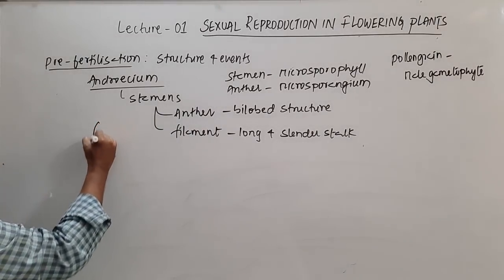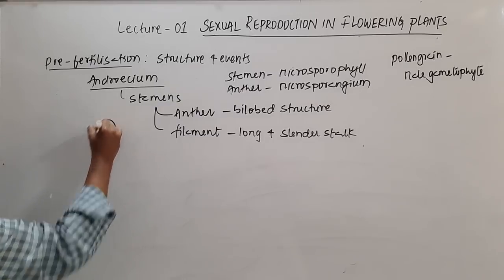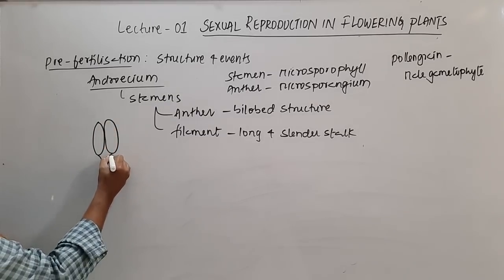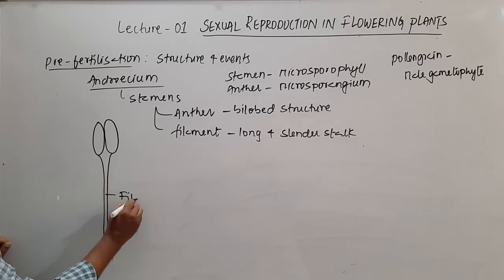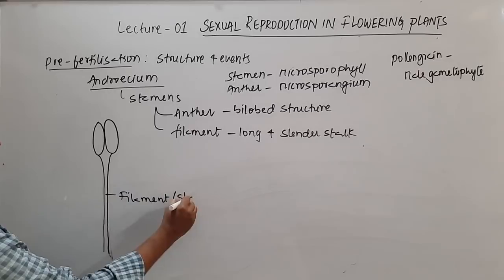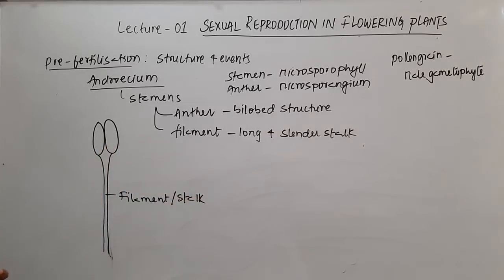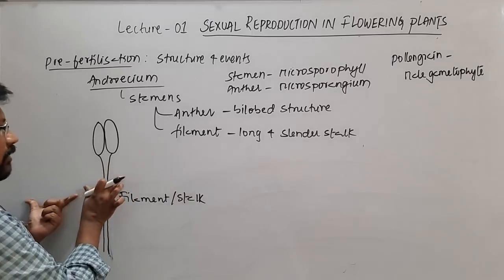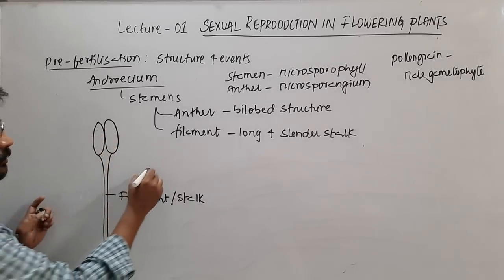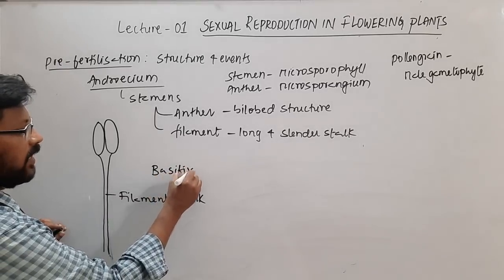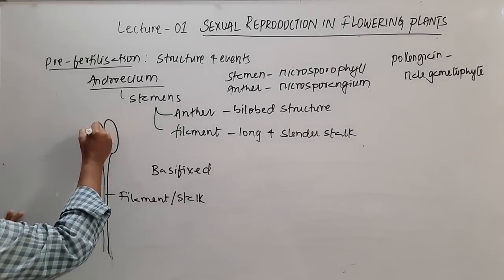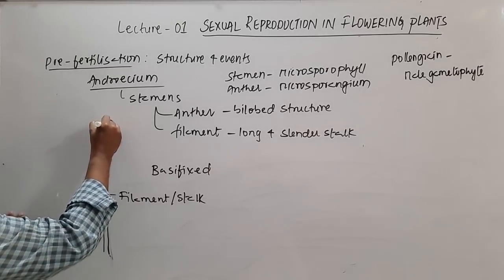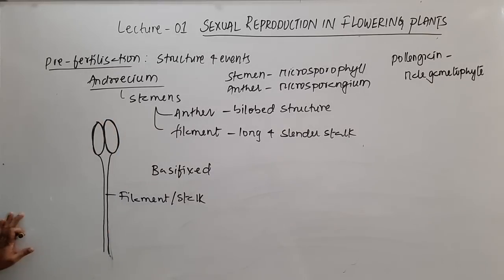Now when we see the anthers here, this is a bilobed structure, and this is the filament which is attached. Of course, the way the filament or the stalk is attached to the anther varies. In this case the filament is attached at the base of the anther, so I can use a word like base fixed, and there are several types of this that we shall see later. This is the anther, which is a bilobed structure.